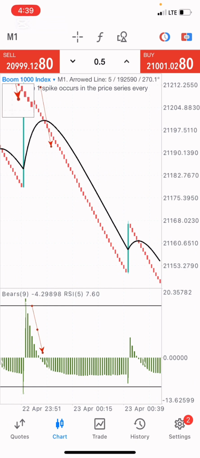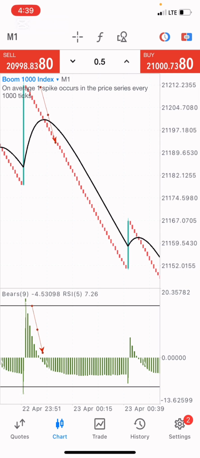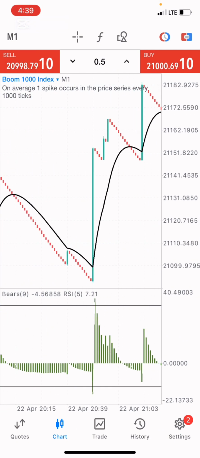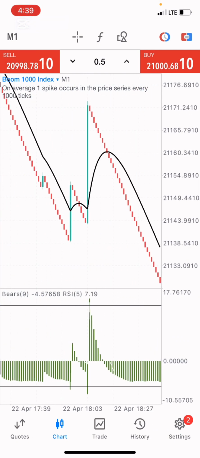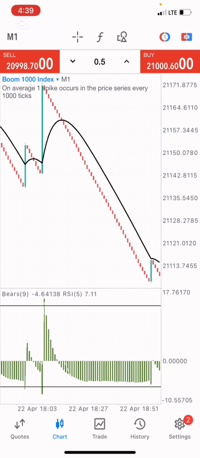And then when it closes 1 or 2 candlesticks below the moving average, that's when you strike, guys. That's when you strike. I'll be on my WhatsApp waiting for you guys to reach out. Whatever it is you need clarity on, I'll be there to guide you.